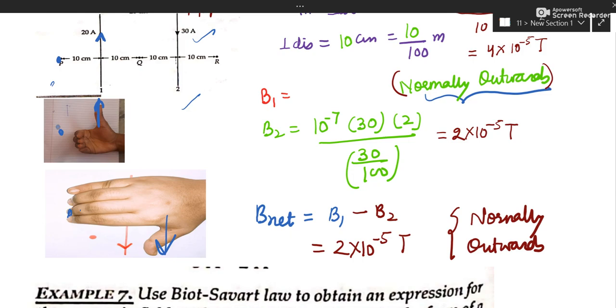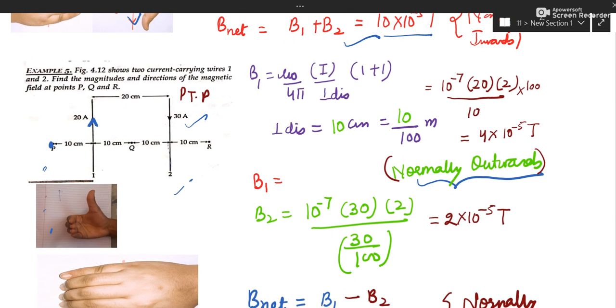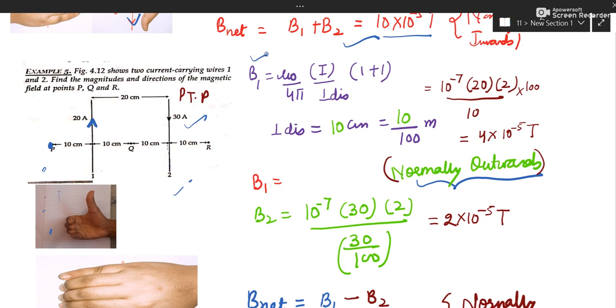So one field, due to B1, is normally outward, and B2 is normally inward. So both will be subtracted. In subtraction, whoever is larger will be kept first, and the net field will be in the direction of the larger one. So let us find out the magnetic field due to the first wire. Same formula, mu naught by 4 pi, I by perpendicular distance. I is this, perpendicular distance is 10. Sine 90 plus sine 90.